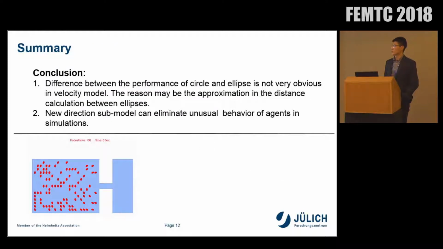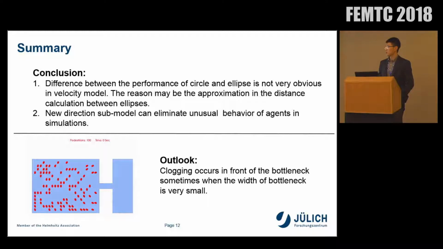So from the research we mentioned before, we can get two conclusions. The first one is that the difference between the performance of circle and ellipse is not very obvious in the model. I think the reason may be the approximation we used in the distance calculation between ellipses, or maybe the comparison between the performance of circle and ellipse is unfair. We don't know the reason, but I think we will do a deeper comparison between circle and ellipse in the future. And secondly, the new direction model we proposed can eliminate unusual behavior of agents in the simulation.